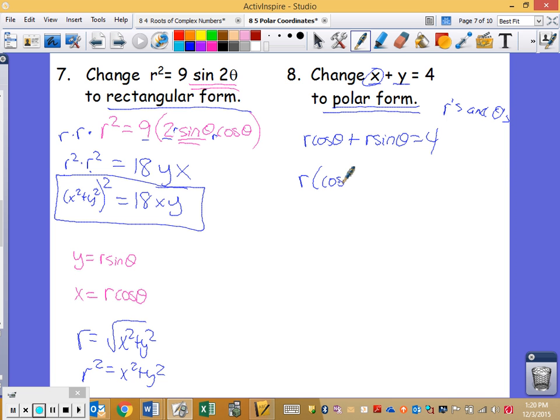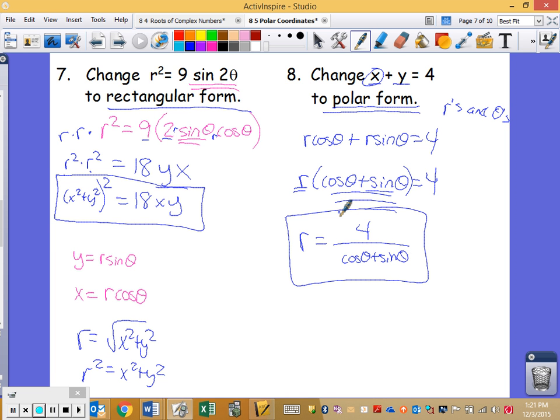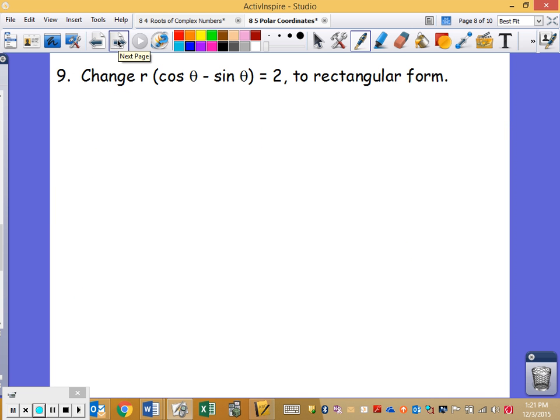And you get r times (cosine theta plus sine theta) equals 4. If I need to solve for r, I got to divide this guy out. So r would equal 4 divided by cosine theta plus sine theta. And then you can actually put it in your calculator and graph it. We'll get to that tomorrow, but that's the idea behind it. So solve for r. Alright, last one. Maybe not last one. 2 more yet.